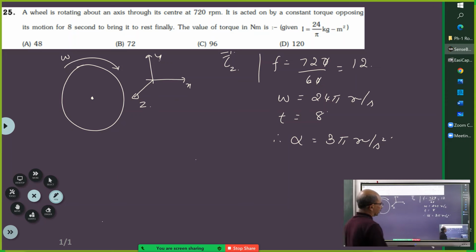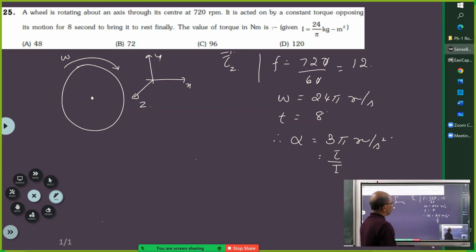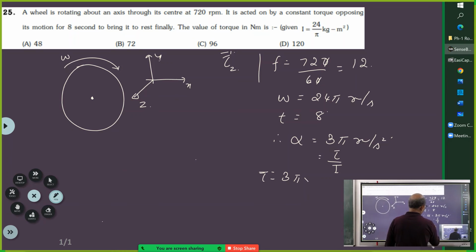Now they are telling you the torque. So alpha is equal to what? Torque by moment of inertia, and the moment of inertia is also given. Therefore tau is equal to alpha into I, that is 3 pi into 24 by 5 pi. So the pi cancels and this will be 72. So we have got 72 with units.